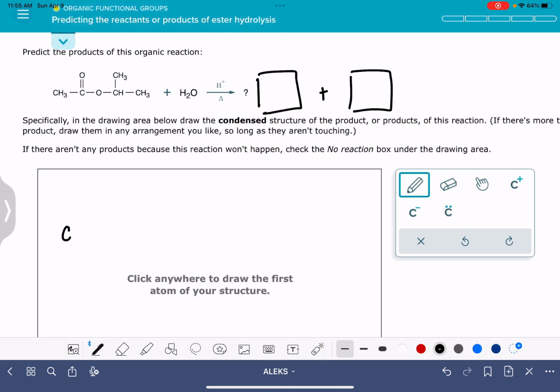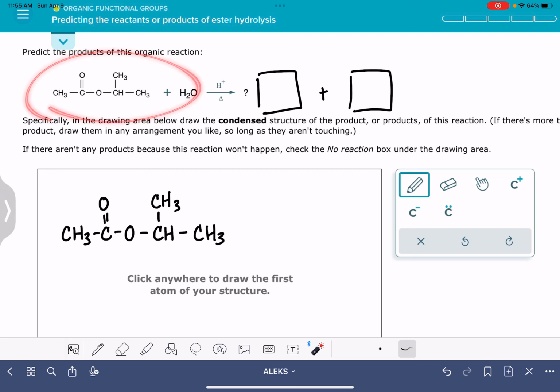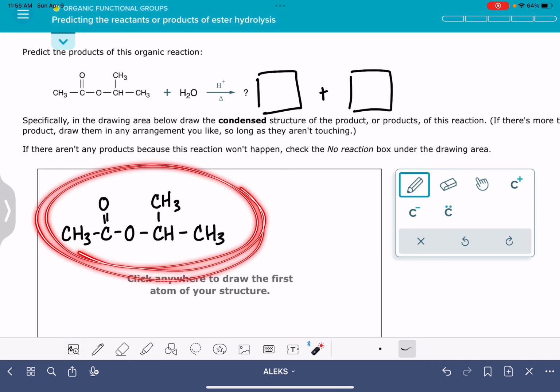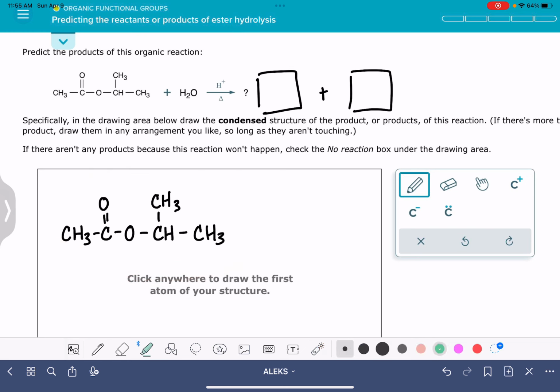To help us predict the structure of those two products, it is useful to redraw the ester that's provided in the problem, which is what I'm doing right now. We need to break this molecule into two pieces. That's what hydrolysis is all about, breaking the molecule in half, and it's going to break into two pieces at the ester functional group. So you're going to want to find the ester functional group in the molecule, and you're going to break it at the ester functional group.